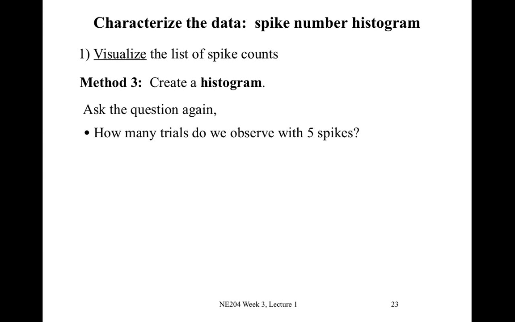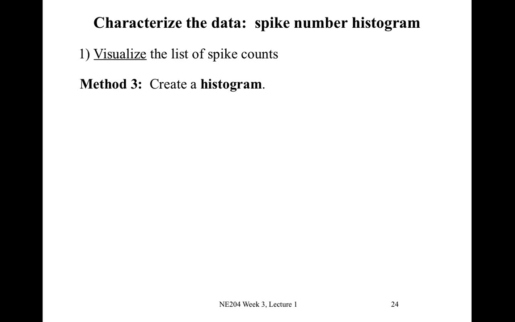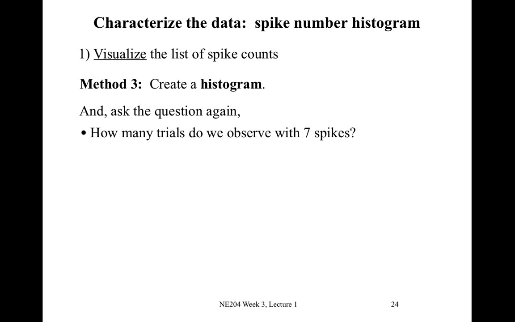Let's ask another question. How many trials do we observe with 5 spikes? And again, we can look at our list. Here's our list of numbers. And if we look carefully at this, we'll be able to isolate some trials, in this case 4 of them, that have 5 spikes. So the answer in this case is 4. How many trials do we observe with 5 spikes? 4 of them, which we've highlighted here in red, these particular trials.